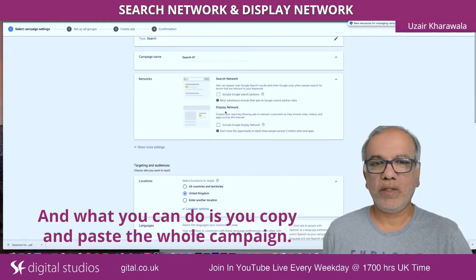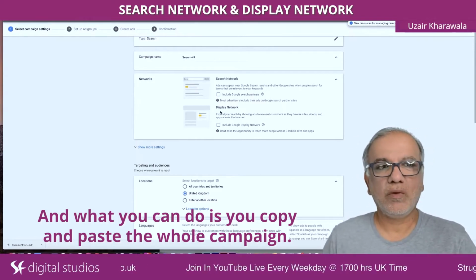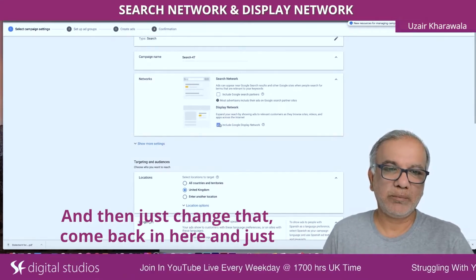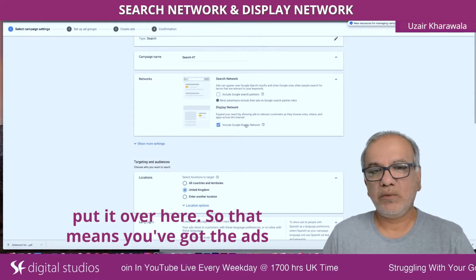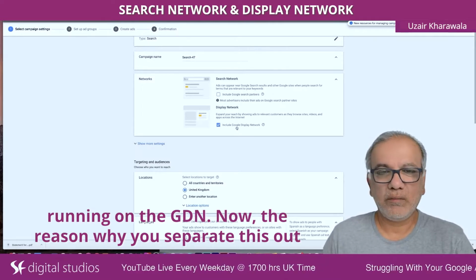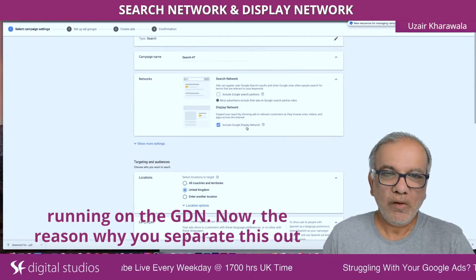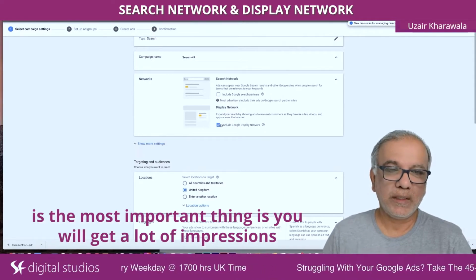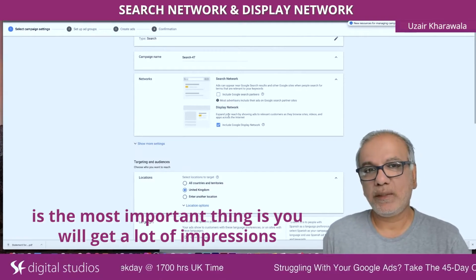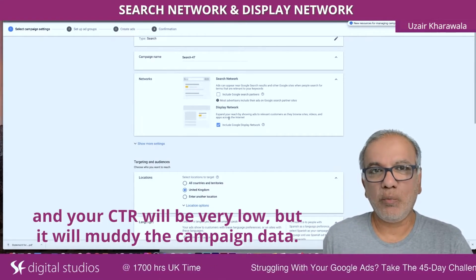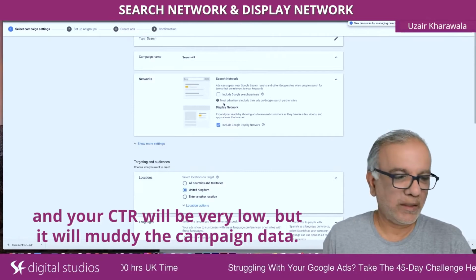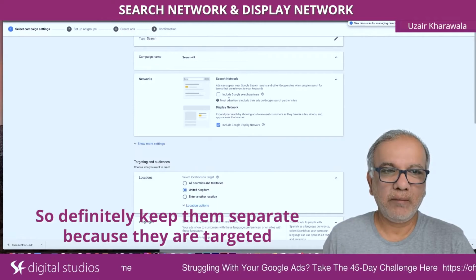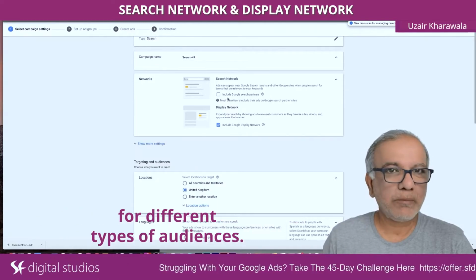And what you can do is you copy and paste the whole campaign, and then just change that, come back in here and just put it over here. So that means you've got the ads running on the GDN. Now, the reason why you separate this out is, the most important thing is, you will get a lot of impressions and your CTR will be very low. So it will muddy the campaign data.